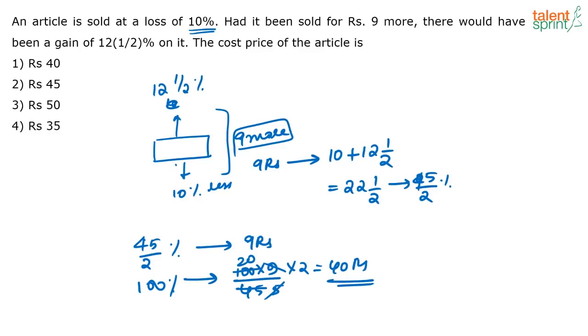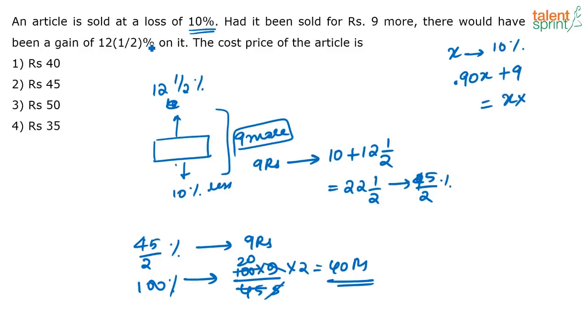See, this is the smart method to solve it, okay? You should know the actual concept involved behind it. If I say the cost of the article is X rupees, right? Then there is a 10% loss, which means this article is sold for 0.9x. That much amount it is being sold. Now, if I am selling this article for 9 rupees more, then what is happening? On the actual cost price of the article, I am having a gain of 12 1/2%.